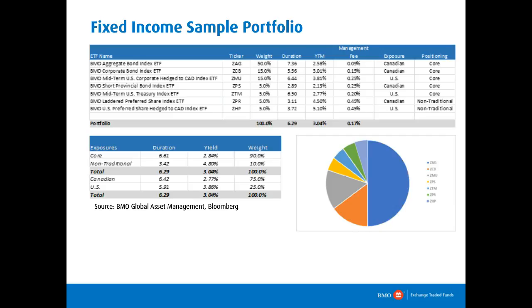Canadian rate resets, or our ETF ZPR, offers exposure to rate resets. So outside of three to four months, we still believe we're in a rising interest rate environment. So again, this is a good hedge against rising interest rates. U.S. preferred shares are another great diversifier, with low correlation to traditional assets.